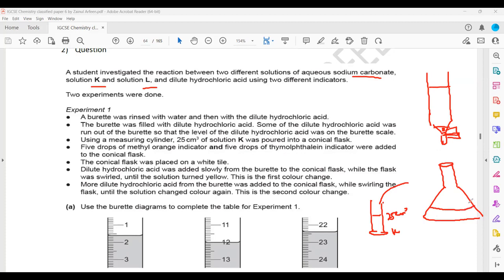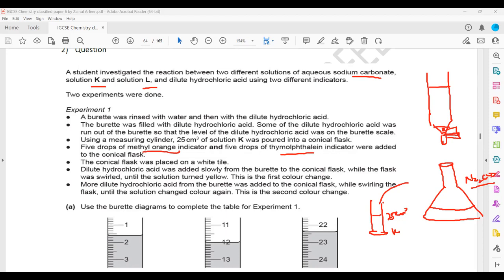So solution K was transferred into a conical flask, and then we added 5 drops of methyl orange and 5 drops of thymolphthalein indicator into the conical flask. So two indicators are added, not one indicator, even though this was sodium carbonate, Na2CO3, an alkaline solution.